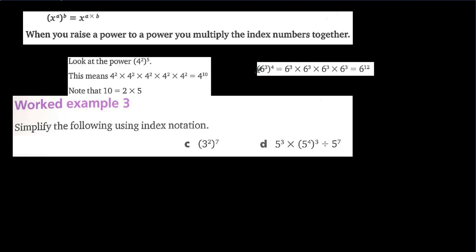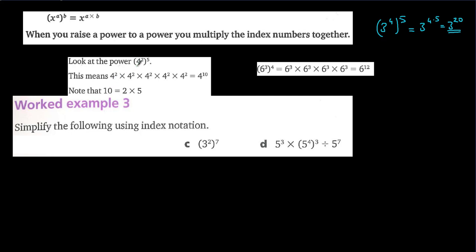So if we explain simply this case, 3 to the power of 4 to the power of 5 is going to be equal to 3 to the power of 4 times 5, which is equal to 3 to the power of 20. This is the rule, and here is the explanation.